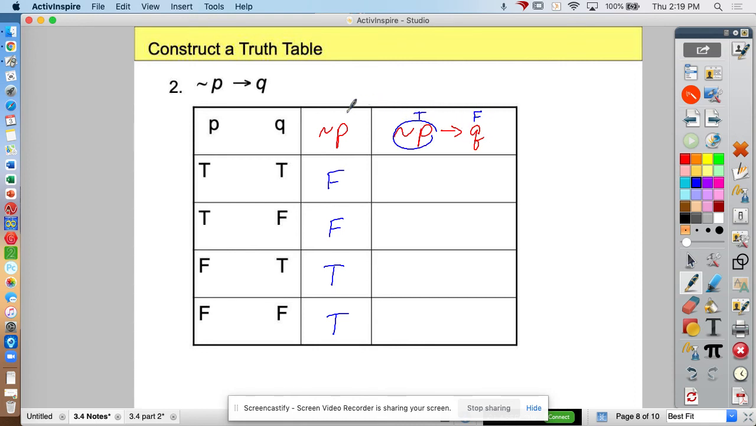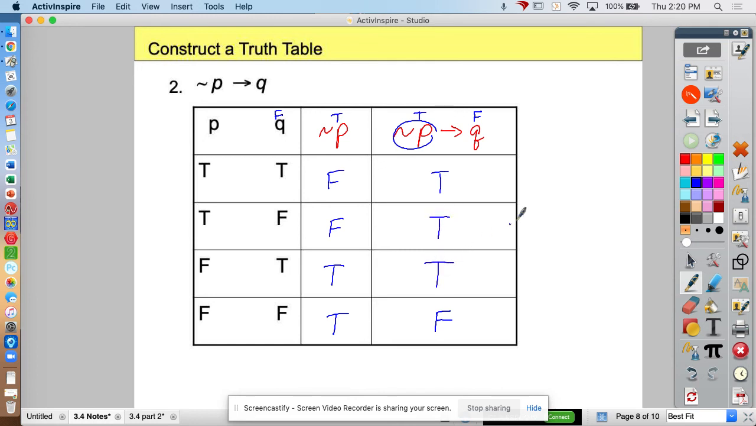So I'm going to move this one. Has to be a true. Q has to be false. So I'm looking to match that up. Nope, nope, nope. Yes. So this one is a false answer. If it didn't match the rule, then it's going to be true.